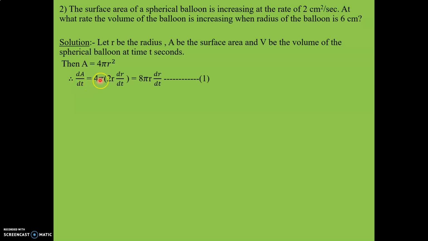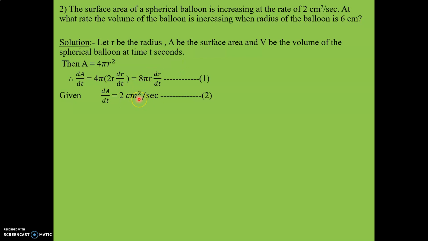So dA upon dt is equal to 4 pi into 2r dr upon dt, that's equal to 8 pi r into dr upon dt. This is equation number 1. And it is already given as dA upon dt is 2 centimeter square per second. So we'll consider that also.